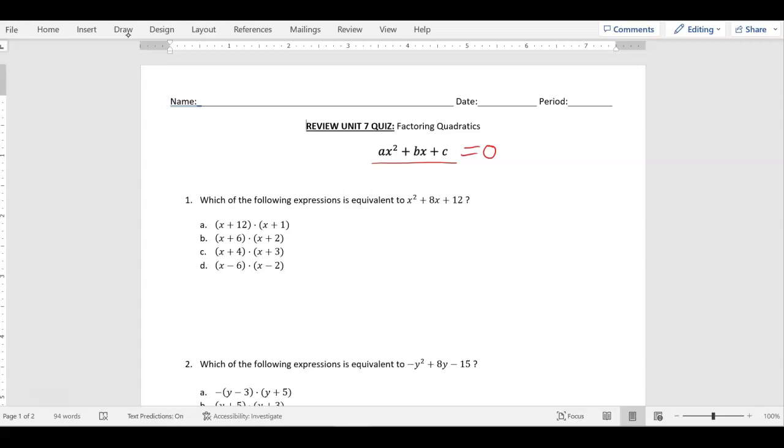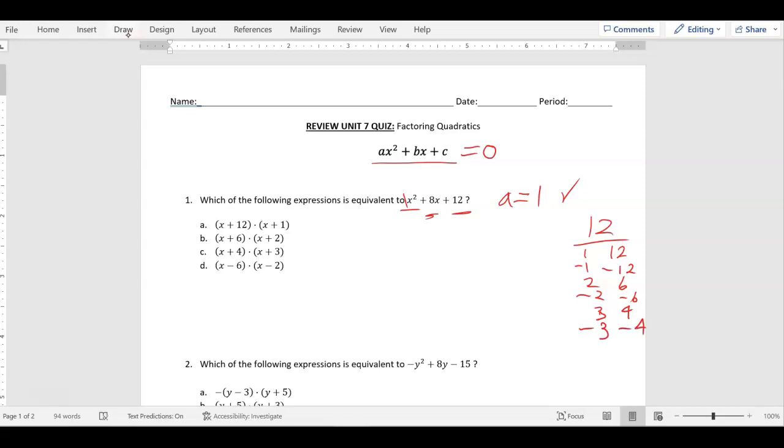Which of the following expressions is equivalent to this? Now you want to always find out, is a equal to 1? And right here, there's no number in front, so a is equal to 1. So we're going to find the factors of 12 that add up to make 8. So what are the factors of 12? We got 1 times 12, negative 1 times negative 12, 2 times 6, negative 2 times negative 6, 3 times 4, negative 3 times negative 4.